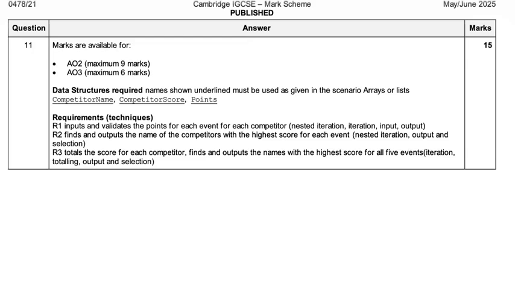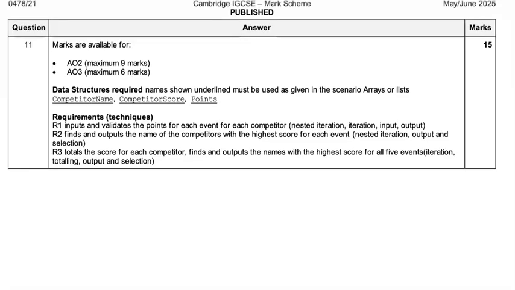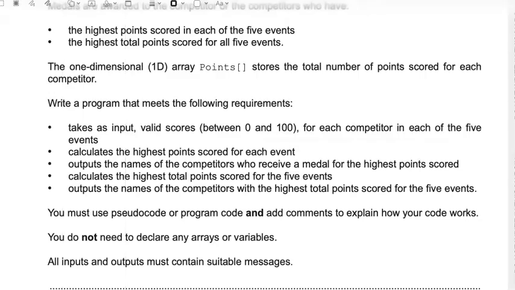What is good about this is that, for example, R1, where we input validate points for each event for each competitor, is a really simple thing. We're just literally inputting and making sure that we have a valid output for it, but also because it says all inputs and outputs must contain suitable messages, we just do a simple check, which will be a while loop, to check that what the user is entering is between 0 and 100.